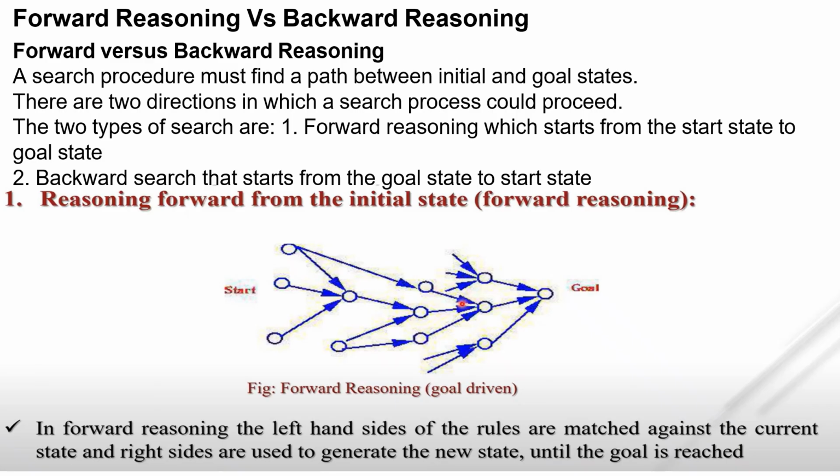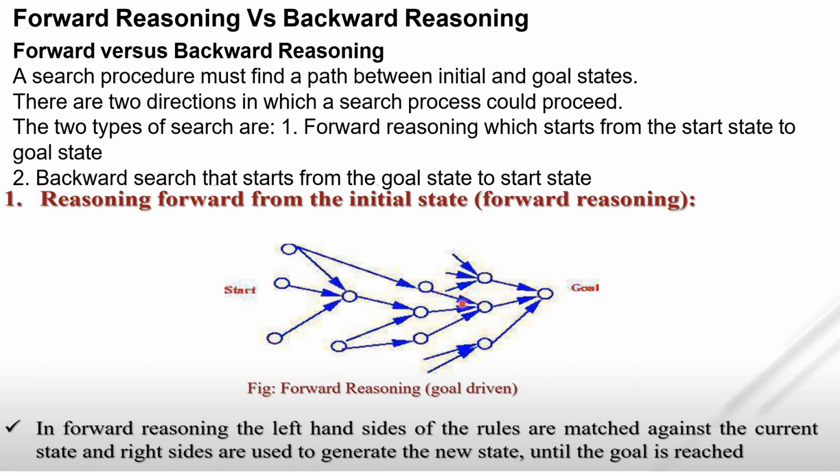Now we'll move to the other type of reasoning: forward reasoning as well as backward reasoning. So there are two different types. Initially, in a search procedure, we have the basic type of reasoning as well as knowledge representation. The procedure must find the path between the initial state, that is the start state, and the goal state. This can be done in two different ways: forward reasoning and backward reasoning. In other terms, forward chaining and backward chaining.